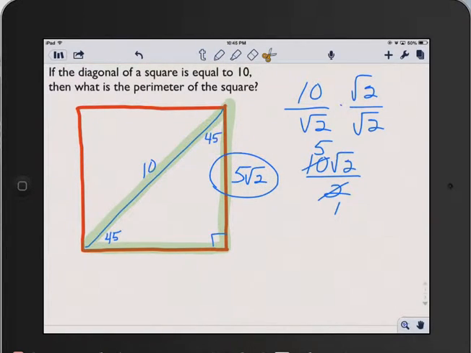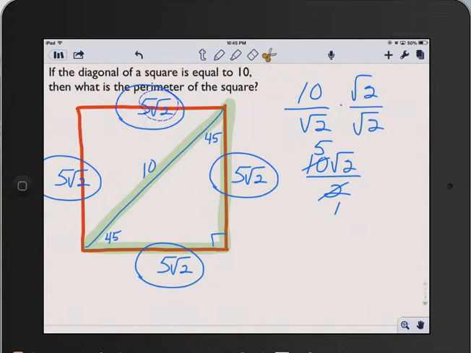So therefore, we just copy and paste it every place. And we have the perimeter, therefore, is all of those values added together. Or in other words, it's one side, 5 times square root of 2, times 4, which gives us 20 times square root of 2 is equal to the perimeter.